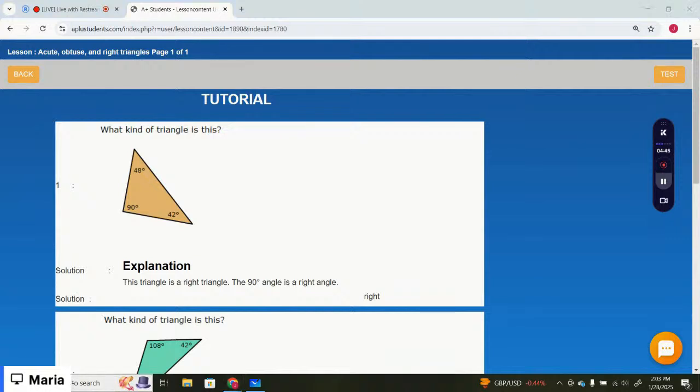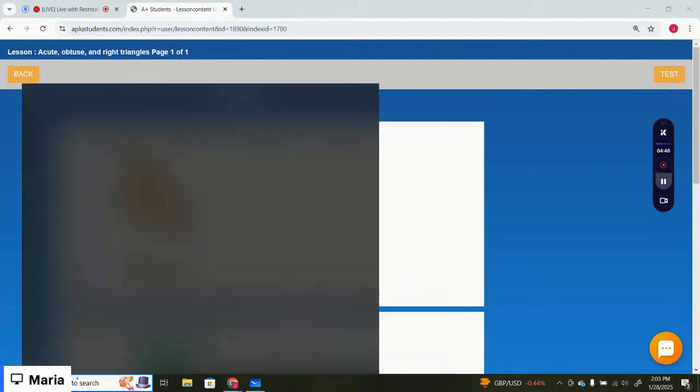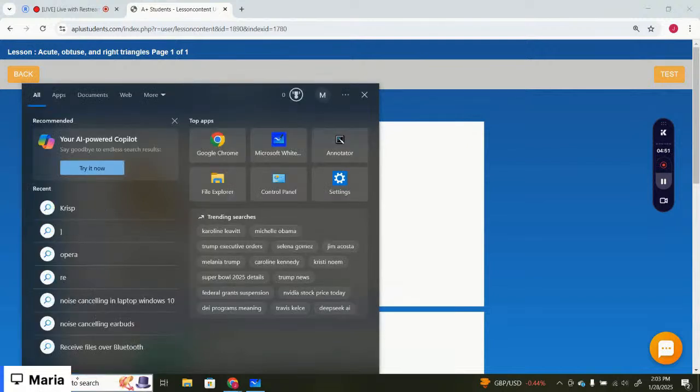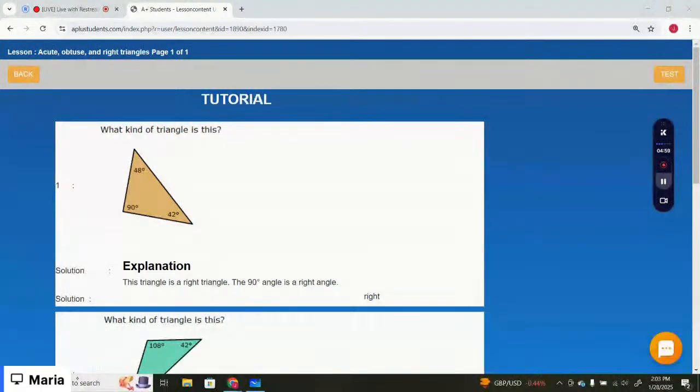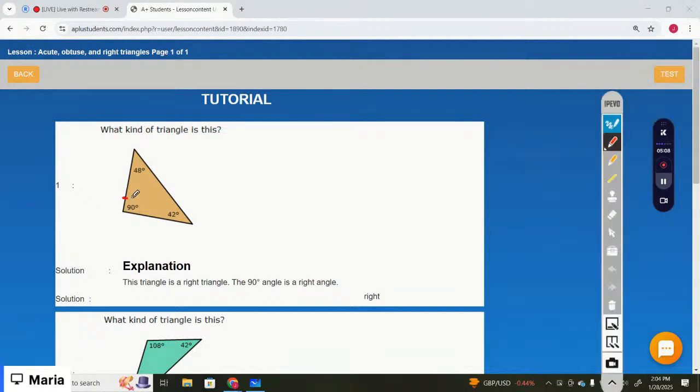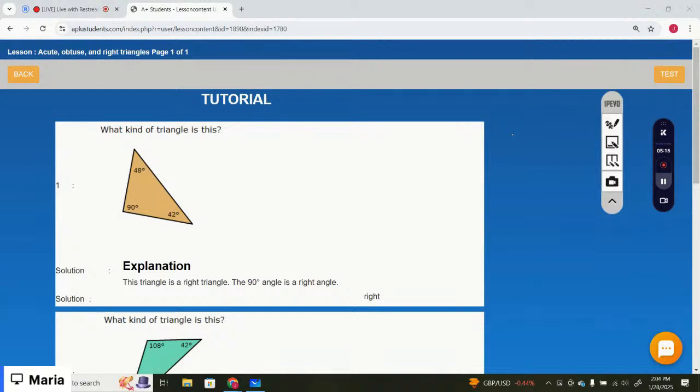Look at the angles of the triangle. 48 degrees and 42 degrees, they both are less than 90 degrees, but the third angle is exactly 90 degrees, right? So if you have an angle in the triangle that measures exactly 90 degrees, that is a right angle triangle. So the given triangle is the right angle triangle. Got it?